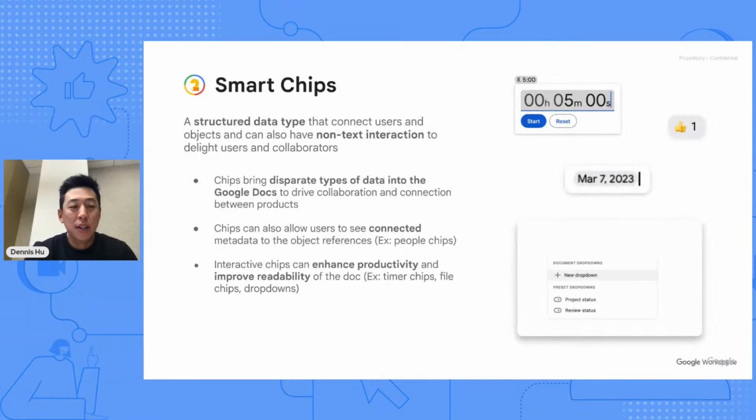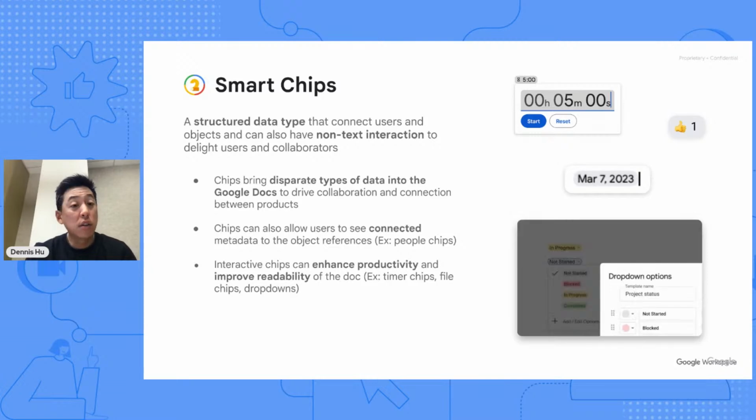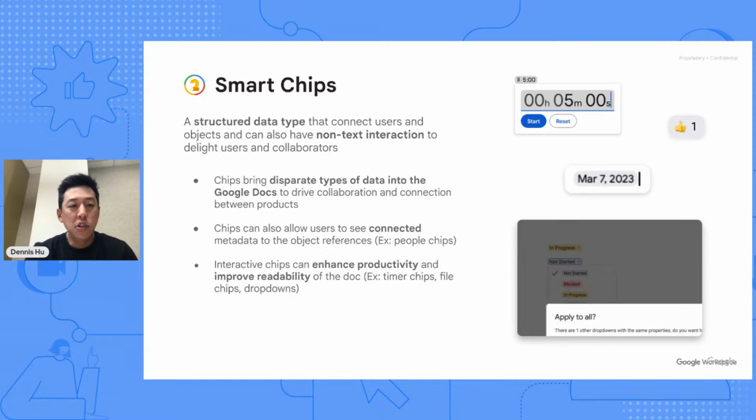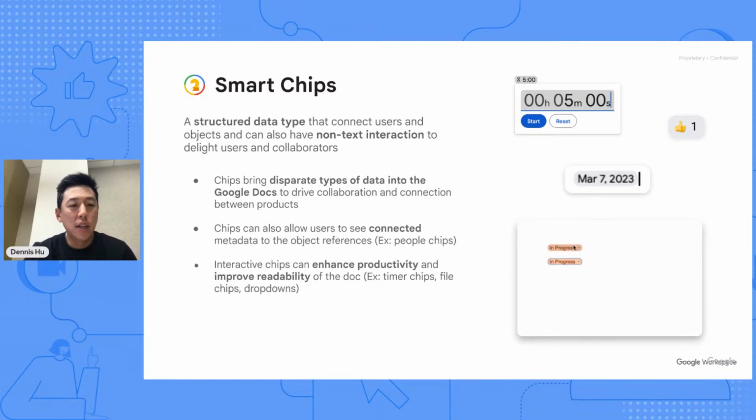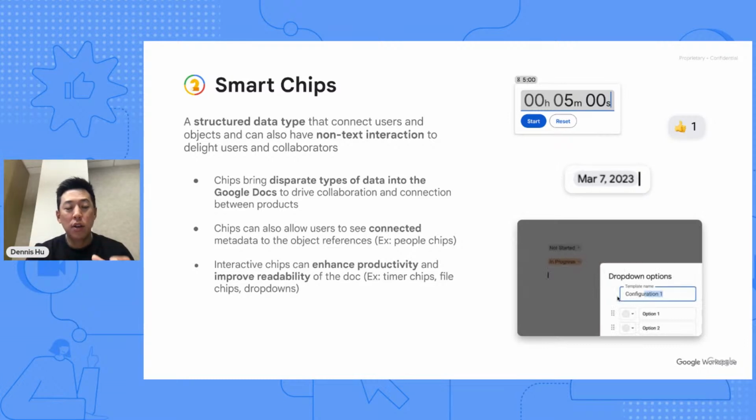All right, so that was building blocks. The next part of Smart Canvas really focuses around what we refer to as smart chips. And within smart chips, again, hopefully folks have started to see some of these things, especially with things like file chips and people chips. Essentially, think of smart chips as a structured data type that will allow users to connect objects and also have potentially non-text interaction as well.